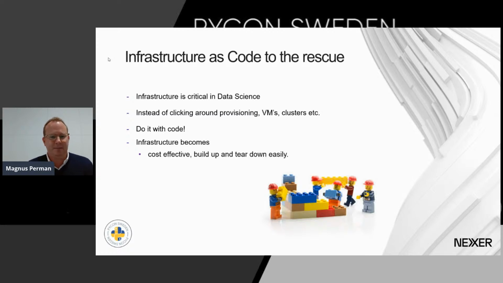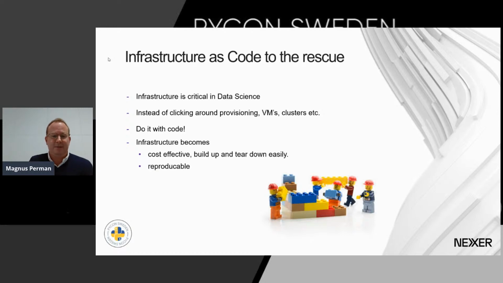So infrastructure becomes cost effective. If you can represent the actual infrastructure in code, you can run this code as many times as you want to build up and tear down the same infrastructure over and over again. So it's cost effective, since you don't need to have resources hanging around, because that costs money in the cloud environment. Everything that is up and running costs money. So you want to build up and only use the infrastructure when you're supposed to, and then tear it down again as quickly as possible.